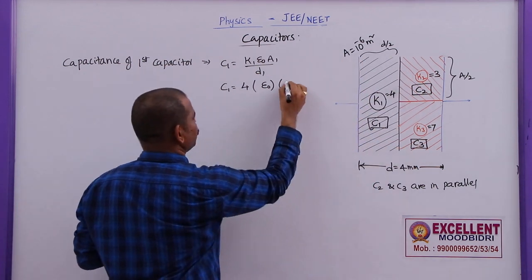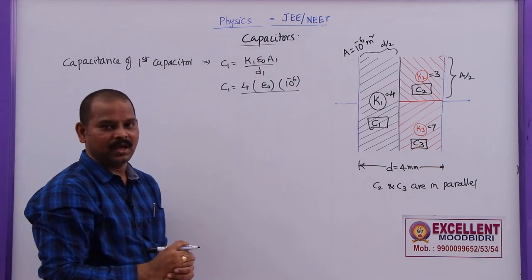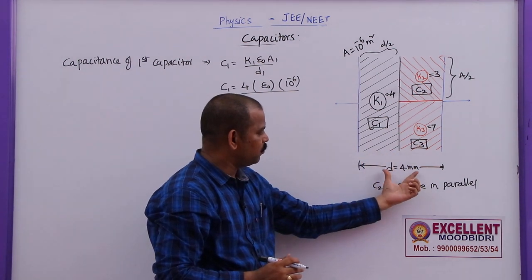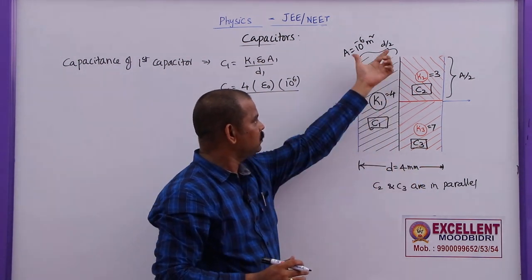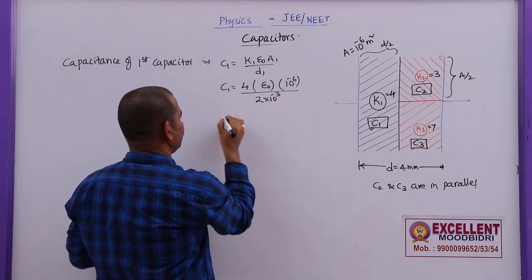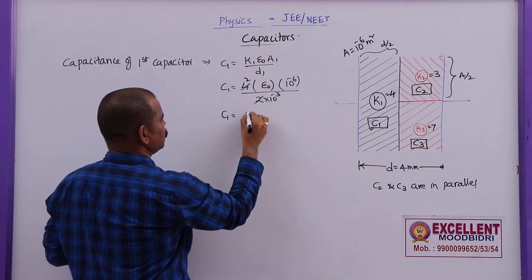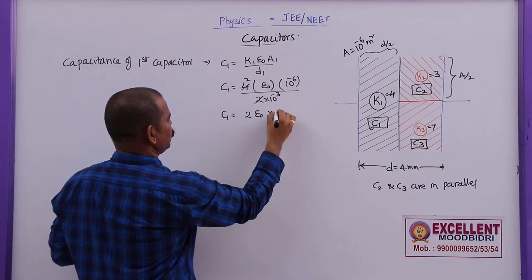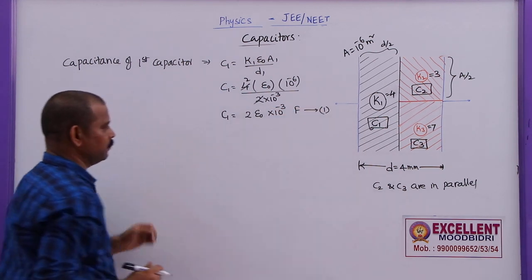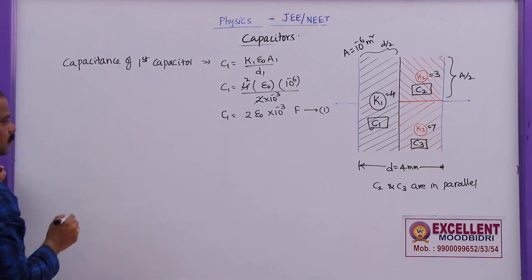This side also, this is 10 power minus 6. So, let me take this 10 power minus 6 centimeter square, no problem. And what is the distance? That is the distance or thickness of this dielectric slab here. This is 4 millimeter, as it is half of it, D by 2. So, this is 2 millimeter, 2 millimeter. So, this 2 gets cancelled. So, this is 2 epsilon naught into 10 power minus 3 farad. This is equation 1.